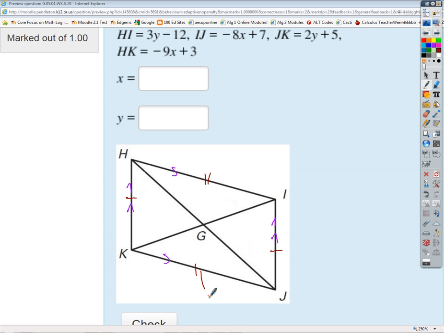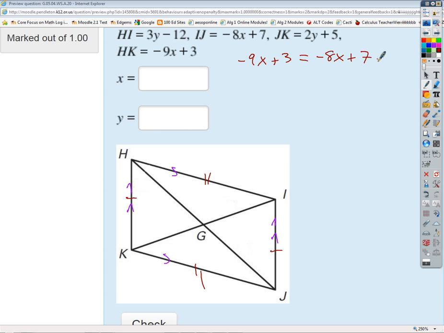What's one of the equations? How about if I set the lengths of the vertical sides equal? What am I going to get? So HK and IJ. What is that? Negative 9x plus 3 equals negative 8x plus 7. Easy, right? How many variables in that equation? We can solve for it, right?